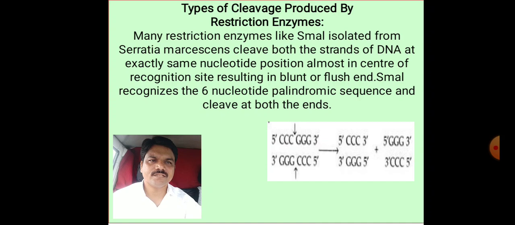Many restriction enzymes like SmaI, isolated from Serratia marcescens, cleave both strands of DNA at exactly the same nucleotide position, almost in the center of the recognition site, resulting in a blunt or flush end. SmaI recognizes the 6 nucleotide palindromic sequence and cleaves at both ends.